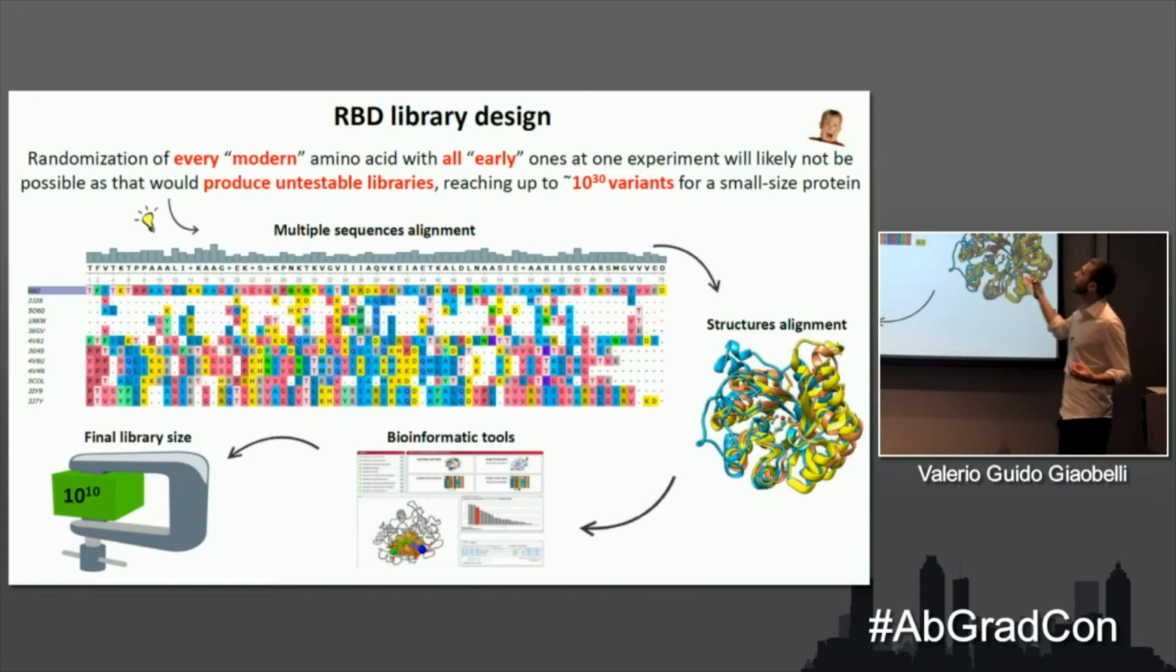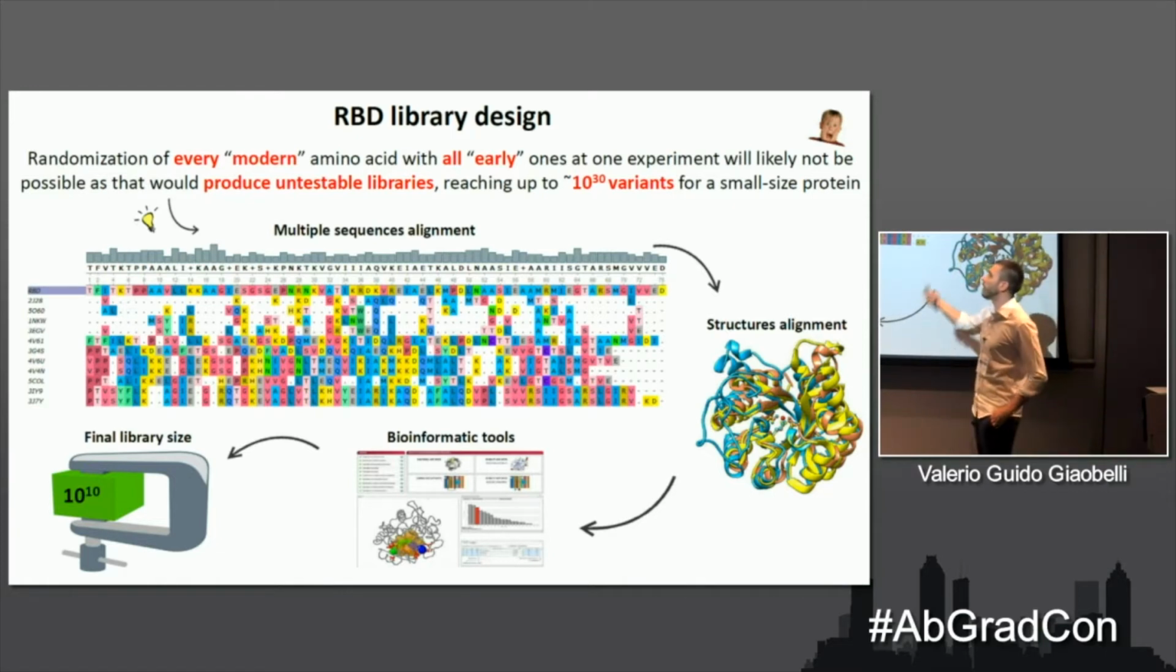Like, we can talk about 10 to the power of 30 variants if we substitute all the late amino acids with the early ones. So in order to reduce this, we have performed multiple sequence alignment and also structural analysis. For instance, we can reduce the size of the library.